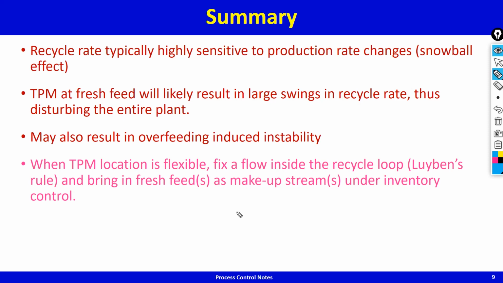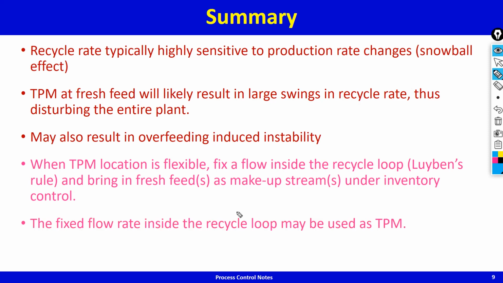When the throughput manipulator location is flexible, it is a good idea to fix a flow inside the recycle loop. This is also called Liebman's rule. And to bring in the fresh feeds as makeup streams under inventory control. The fixed flow rate inside the recycle loop should be used as a throughput manipulator. If you want to increase or decrease production, you use the fixed flow rate, the recycle flow rate that you're fixing as the throughput manipulator.